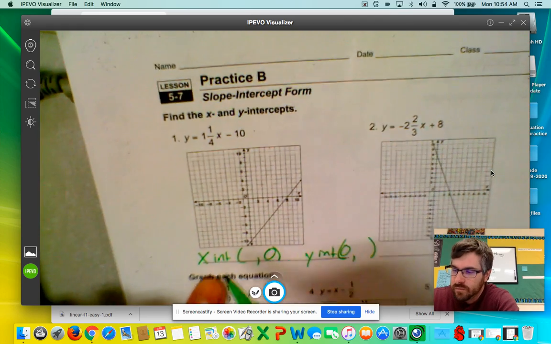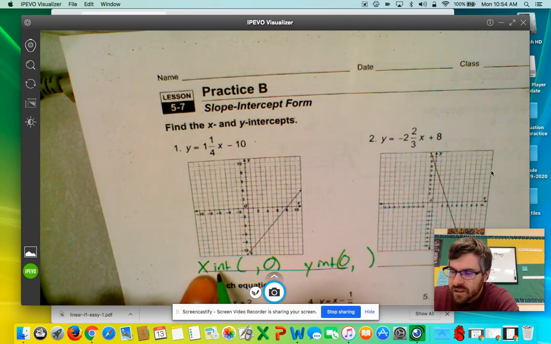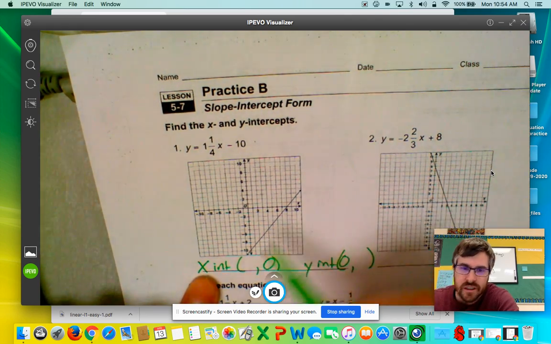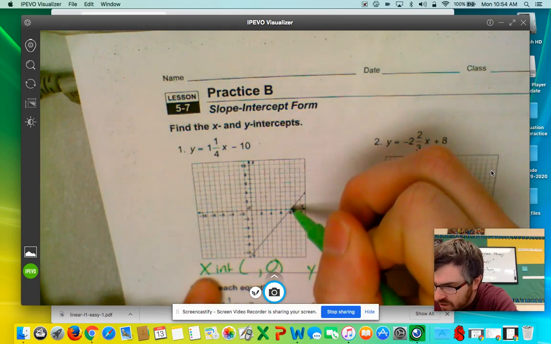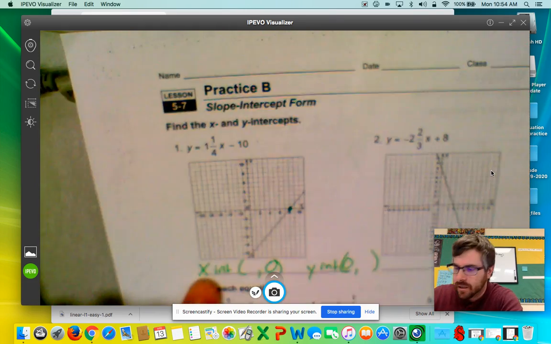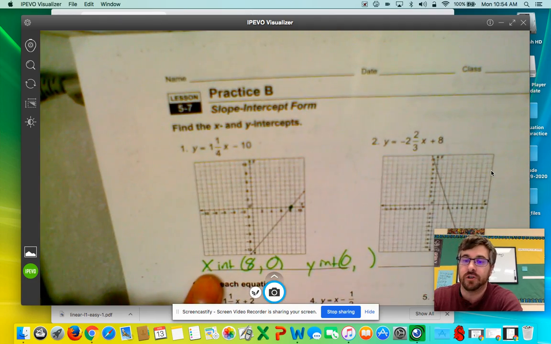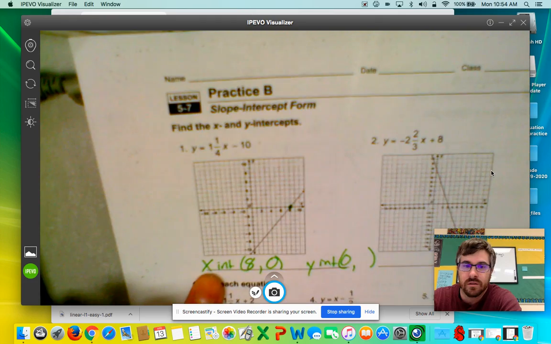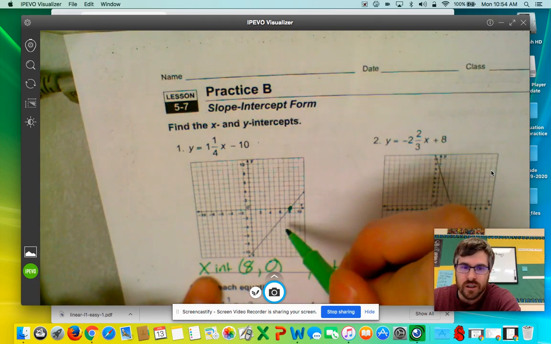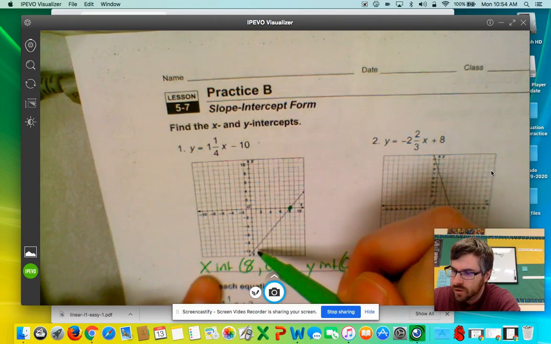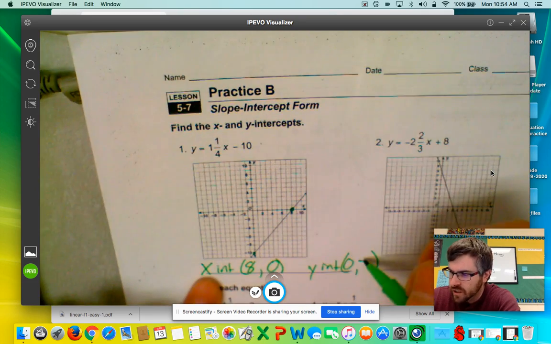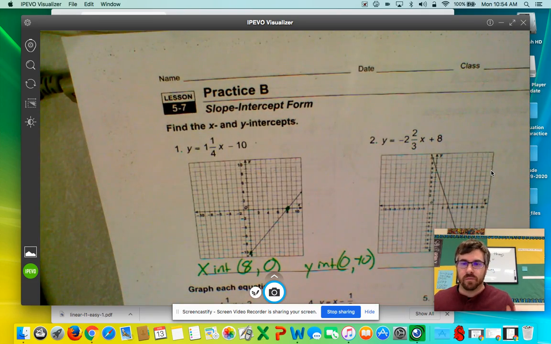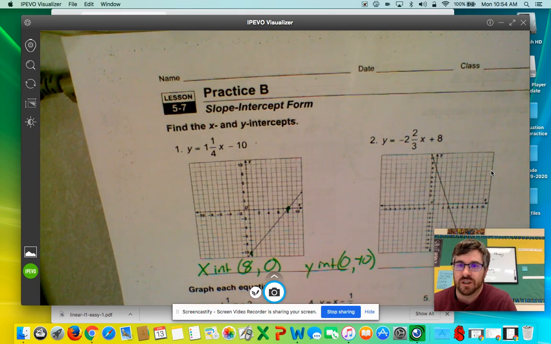No, this is it. Where does this line cross the x? We find the line, crosses at 8. Write it down. You just found the x-axis and the x-intercept. Good job. Where does this line cross the y? Come down. Right there, -10. Guess what? You just solved that problem. You're done.